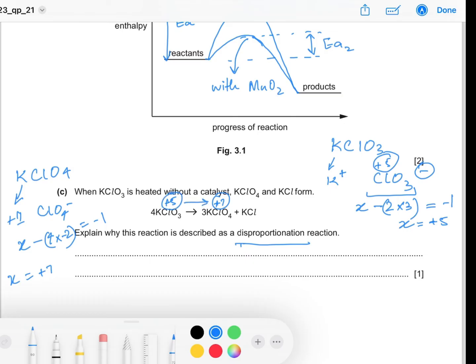So this is oxidation. However, in potassium chloride, chlorine has a charge of -1, which is reduction, gain of 6 electrons from +5 to -1. As you can see, the same species is not just oxidized but also reduced, which is why this reaction is called a disproportionation reaction.